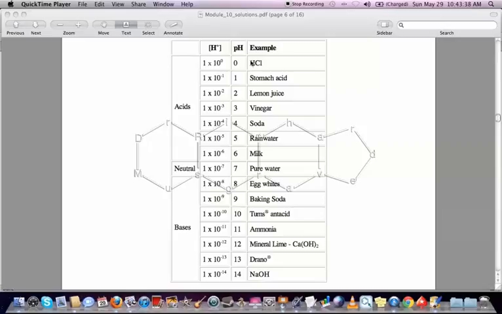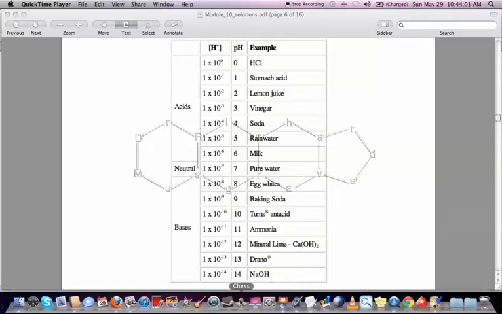So around here, you're going to see strong acid, like HCl. Around 5 and 4, you're going to see weak acids. Around 7, you'll see neutral. Around 9 to 10, you'll see weak bases. And then at 14, you'll see strong bases. So this is a scale that most of you should be familiar with.